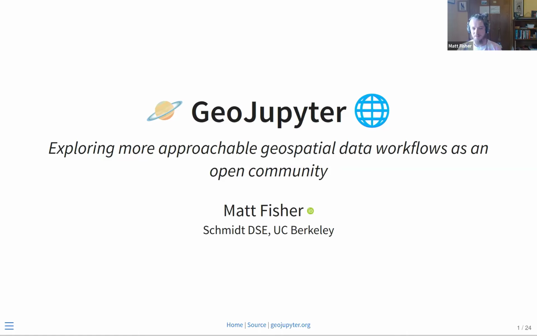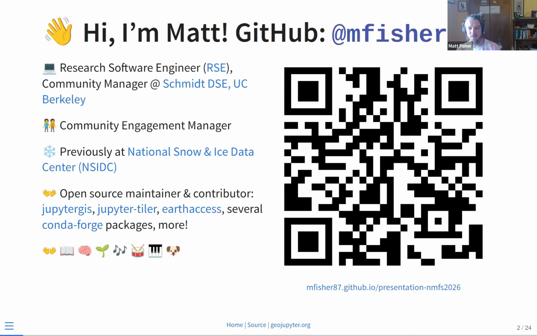Okay, so I'm going to talk a little bit about GeoJupyter, but first a little bit about me. So hi, I'm Matt. You can find me on GitHub as mfisher87. If you scan this QR code or go to the URL on this slide, all these slides are on GitHub, and you might want to do that to follow some of these links. There are going to be a lot of links in the talk. I'm a research software engineer. I work at Schmidt Center for Data Science and Environment at UC Berkeley, which is a charitably funded, open source first ecology environment center. I'm also a community engagement manager.